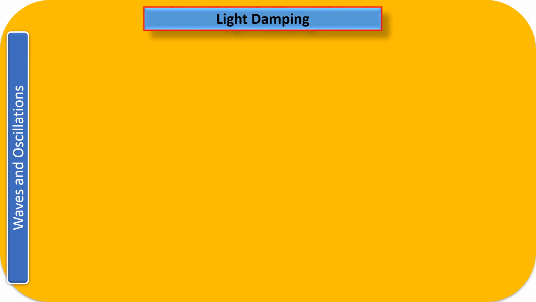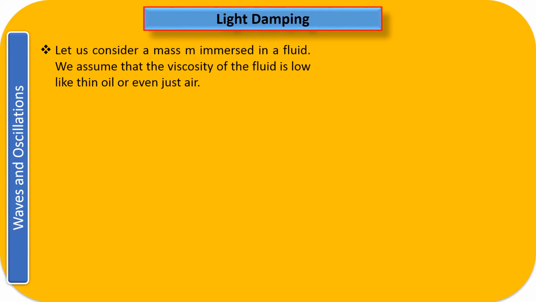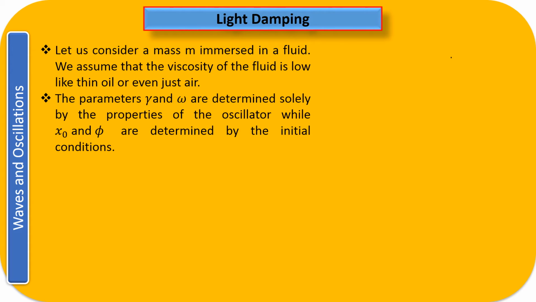So now let us see about the light damping. Let us consider a mass m immersed in a fluid. We assume that the viscosity of the fluid is low, like a thin oil or even air. Here you have a simple pendulum oscillating in an air medium. As it oscillates in the air medium, its amplitude is going to decrease. Initially its amplitude is this much, then after a certain time it becomes this much. With time the amplitude decreases, and this type of motion is called lightly damped oscillation.